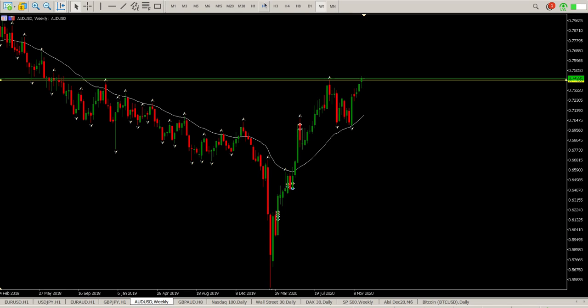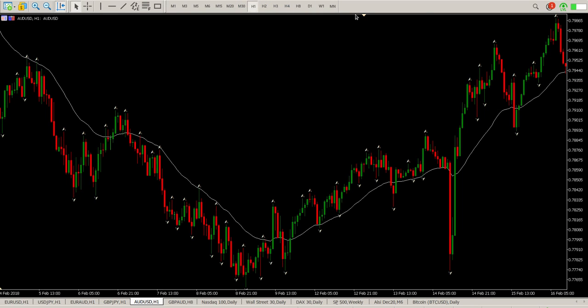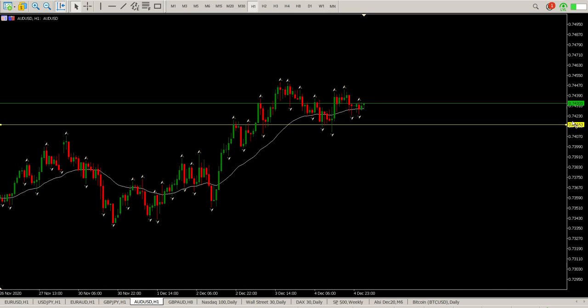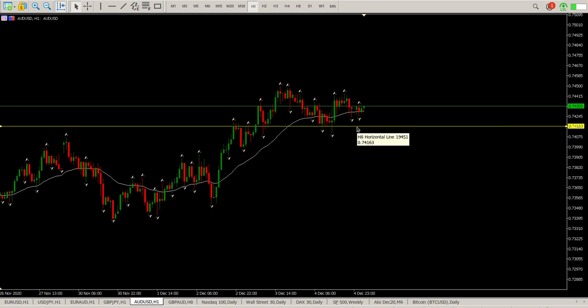Okay, so if we come down to the hour and we bring in this level, you can see we came back down to it, we tested it, we bounced, and now we're kind of holding this moving average. Now, being dollar based at the moment, there's a lot of noise still in the US markets right now, which could influence the dollar. And from my opinion at the moment, this is sideways.